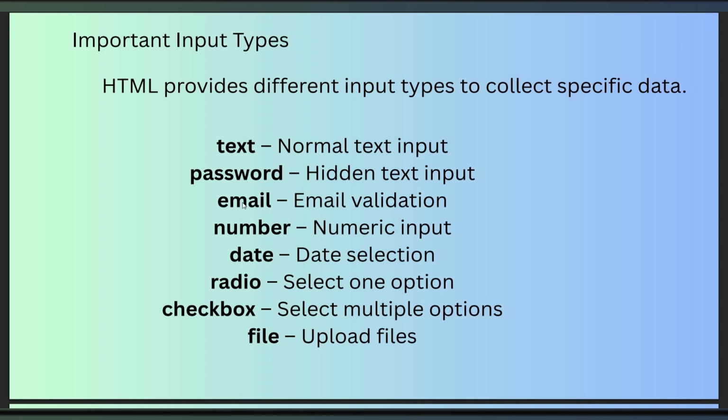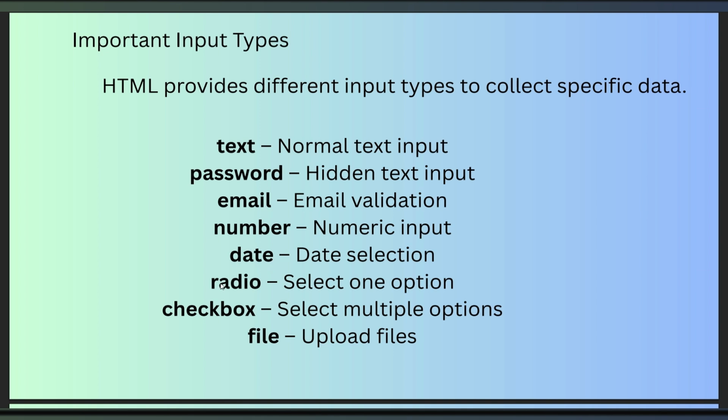Okay, then for email the keyword is email. Okay, input type is email. It automatically validates that the at symbol is there and how the email should be. Okay, for number we use number. Okay, to show any specific date, we use date.